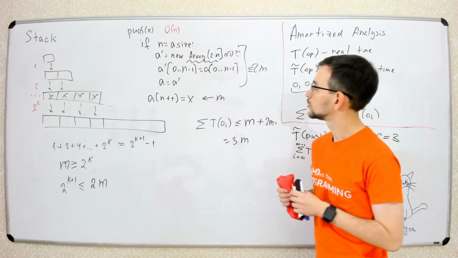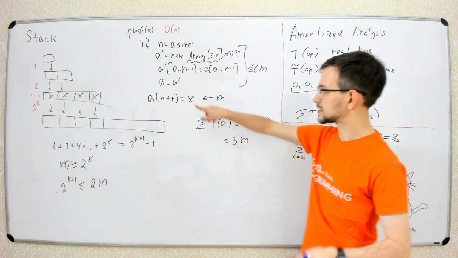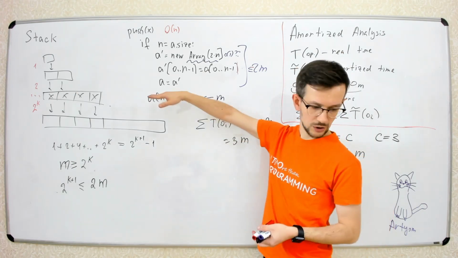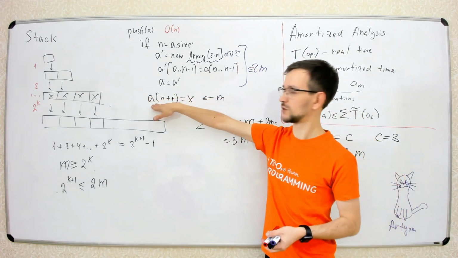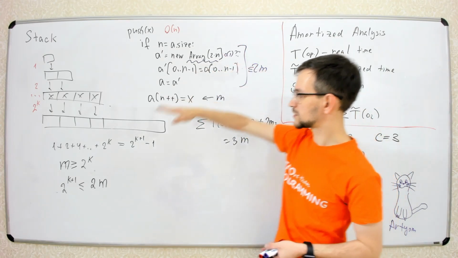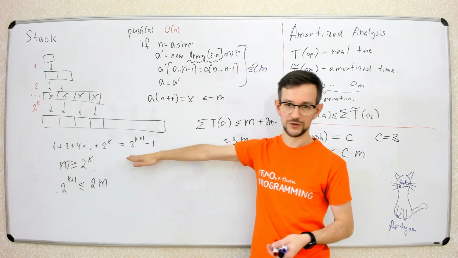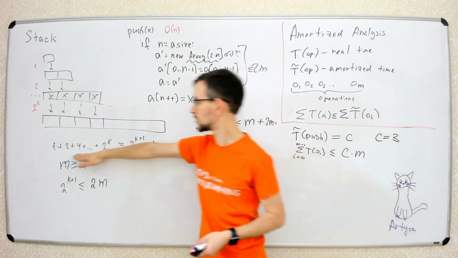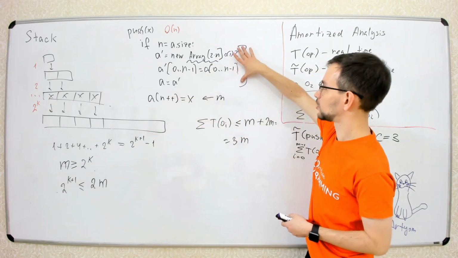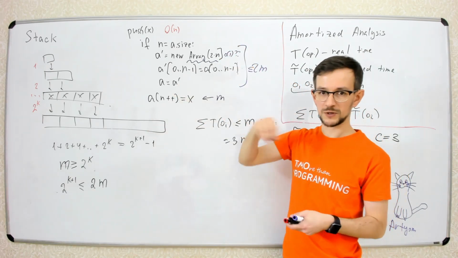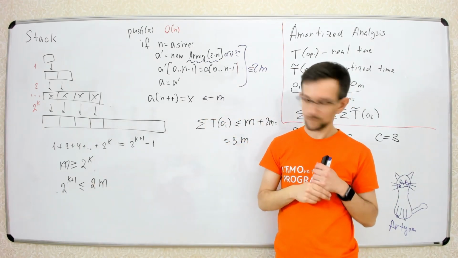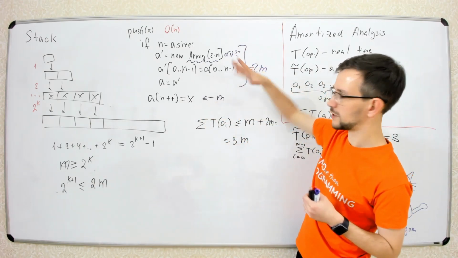So this line takes a constant number of operations each time, so the total number of executions of this line will be m. The creation of the new array costs you the sum of this geometric progression, so this sum is no more than 2m. So the total time you spend on copying elements to the new array is no more than 2m. So you have m here and 2m here.